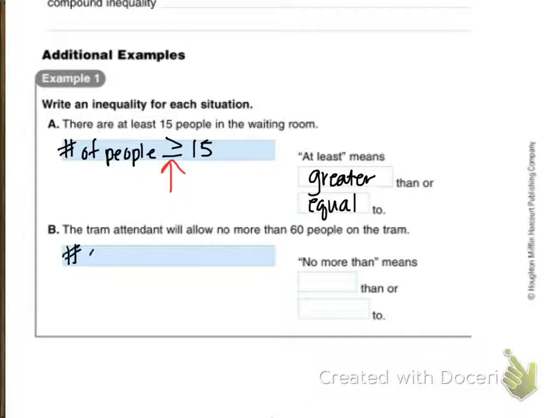And the tram attendant will allow no more than 60 people in the tram. A tram is kind of like a train. So the number of people is less than or equal to 60. So if you have a phrase that says no more than, it means less than or equal to. And that is the less than or equal to symbol.